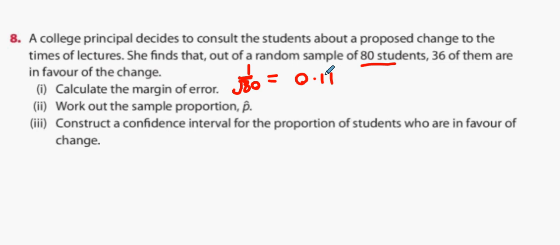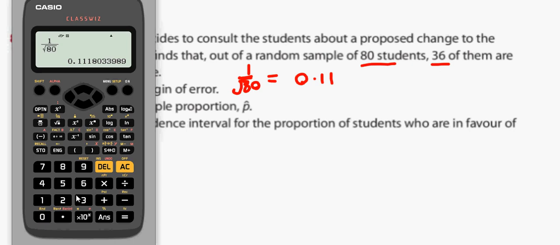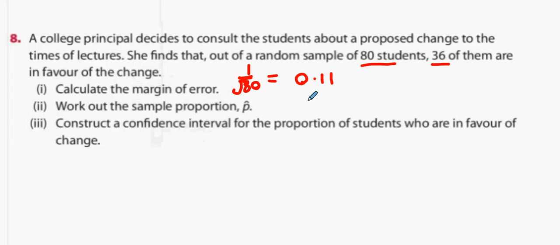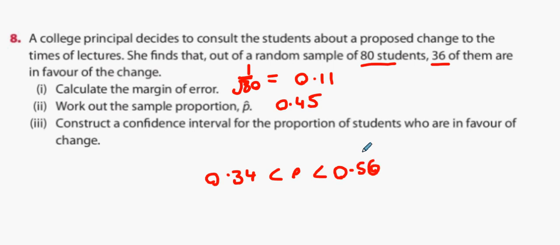11% error? Right. 36 out of 80 students were in favor of the change. So 36 divided by 80? 45%. All right? Now, what I'm arguing here is that we're asked for the confidence interval. So the confidence interval is going to be 45, take away 11, is less than P less than 56. Now, here's the deal. If I interview another 80 students, I am 95% certain that their answer will be somewhere between 0.34 and 0.56.